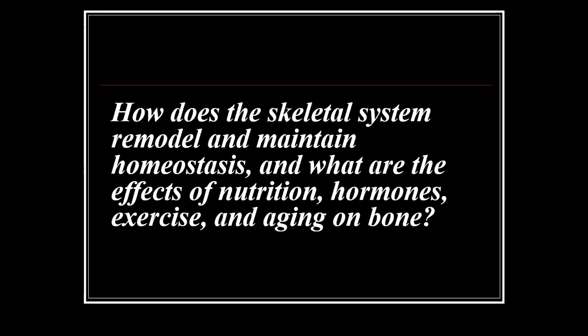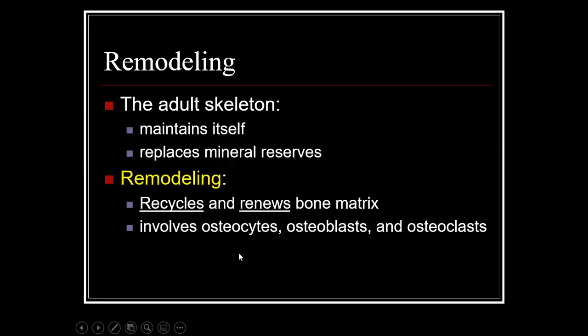So how does the skeletal system remodel and maintain homeostasis? And what are the effects of nutrition, hormone, exercise, and aging on bone? So our next topic. The adult skeleton maintains itself and replaces mineral reserves. Remember, I've already told you, once a decade, you're a whole new skeleton. Remodeling recycles and renews the bone matrix and involves the osteocytes, the adult living cells to maintain the bone, the osteoblasts to form new bone, and the osteoclasts to degrade bone.